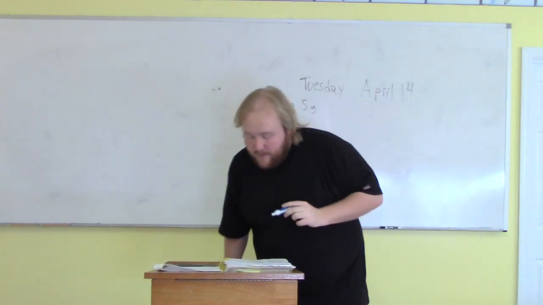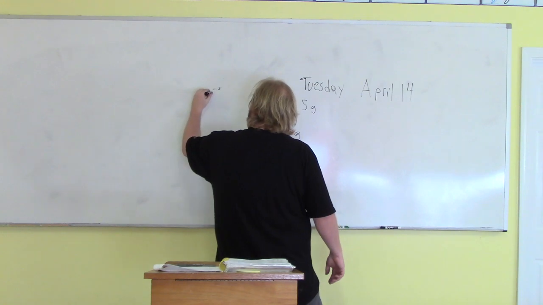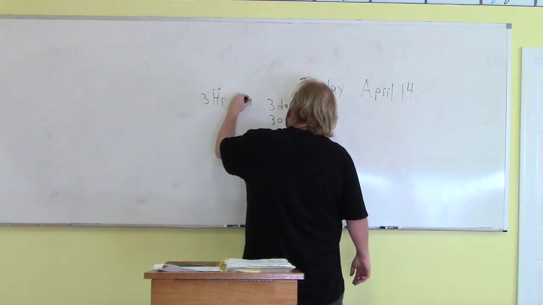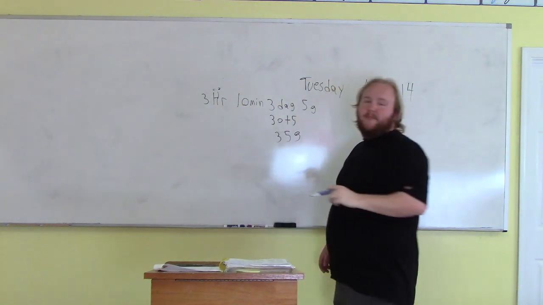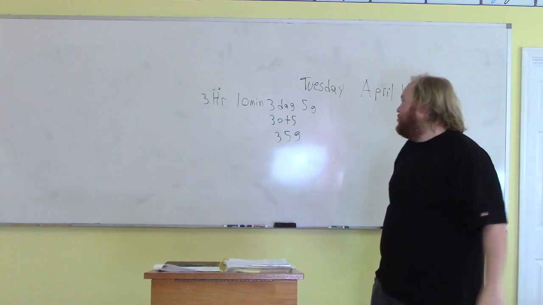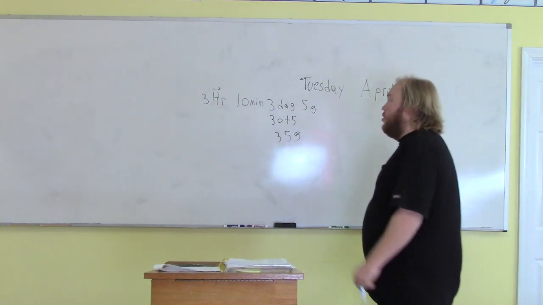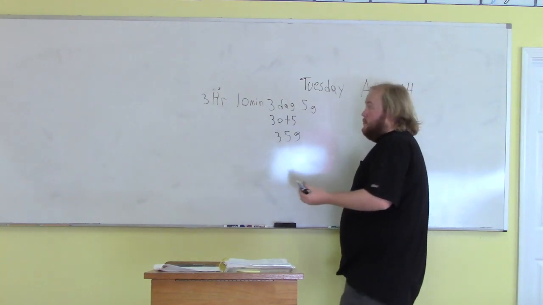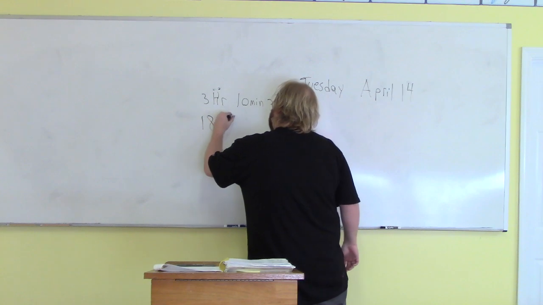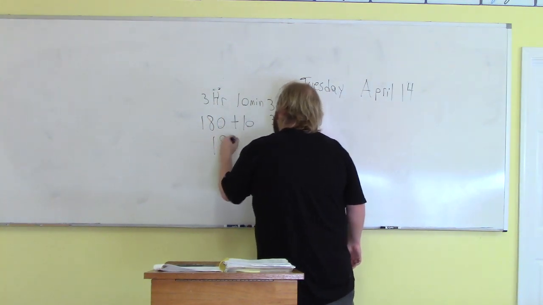And then lastly, we got 3 hours and 10 minutes. Which one's smaller, a minute or an hour? Hopefully you would know it is a minute, that's right. So how many minutes in an hour? It's 60. So 60 times 3 is, that's right, it's 180. Plus 10, should have 190 minutes.